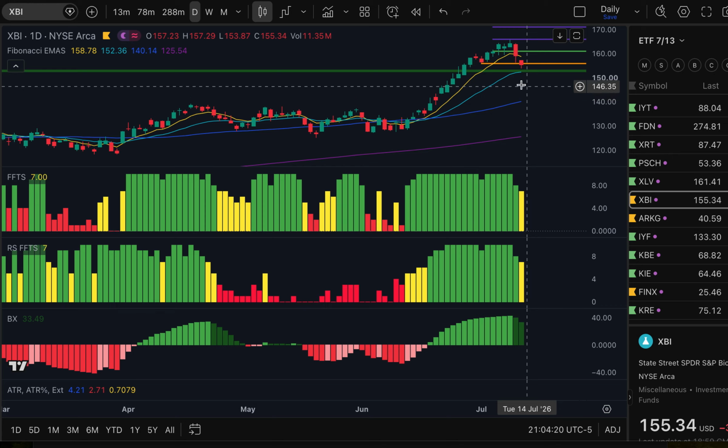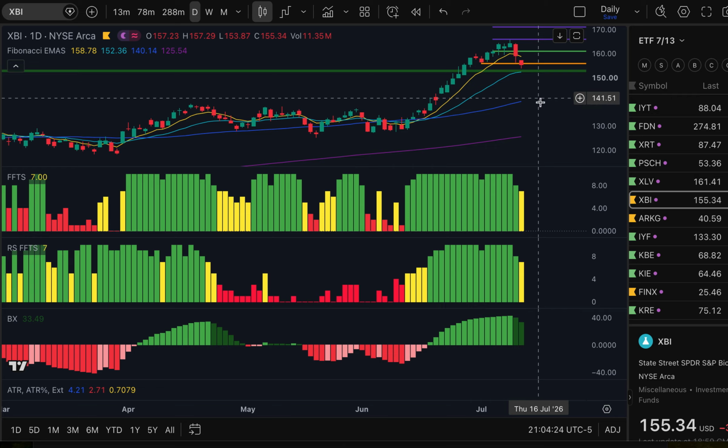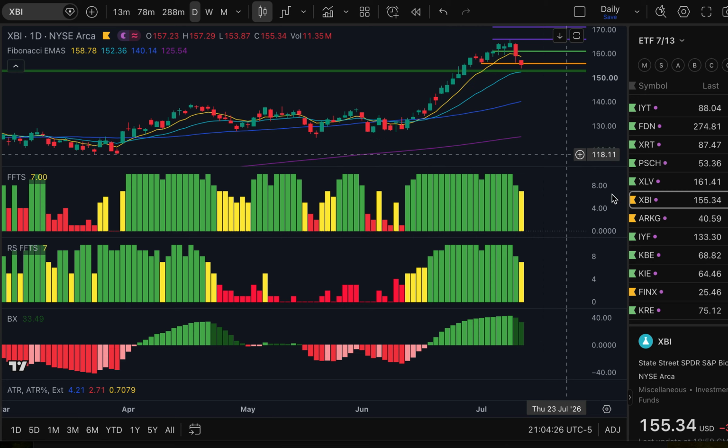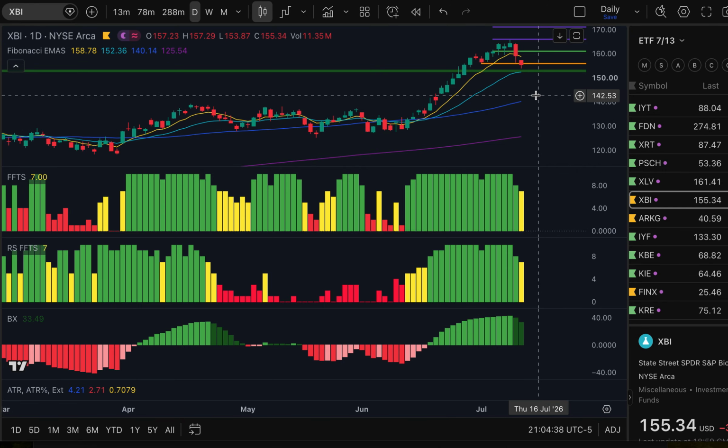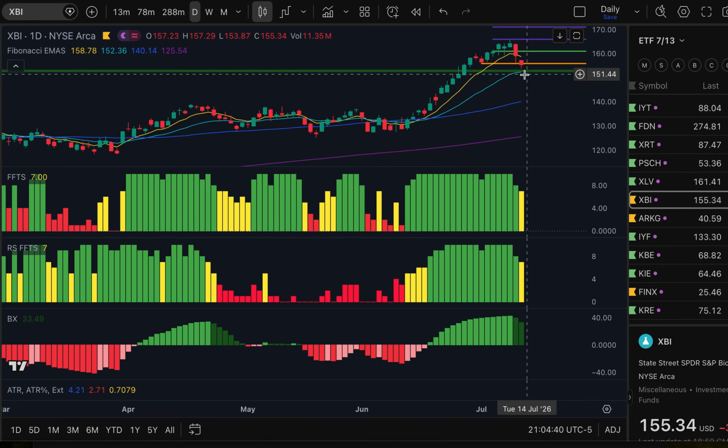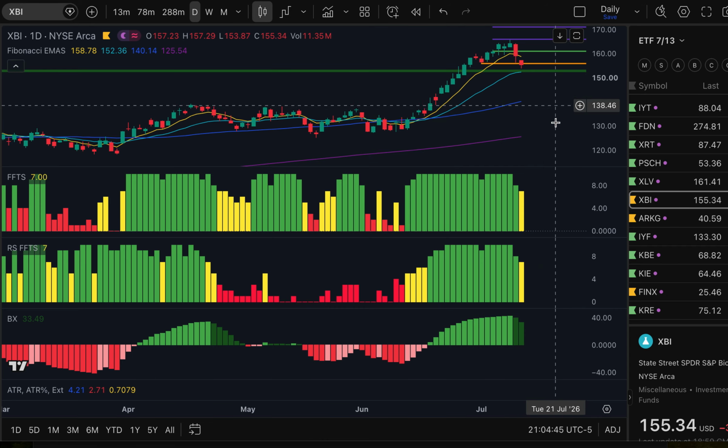It looks like it's trying to pull back to the 21 EMA. So I've got it color coded as a yellow because the trend stack has fallen to a 7 out of 10 and the relative strength has fallen to a 7 out of 10. Still has positive momentum, but this is definitely one to watch. It could provide a good entry if it comes down and bounces at this 21 day.